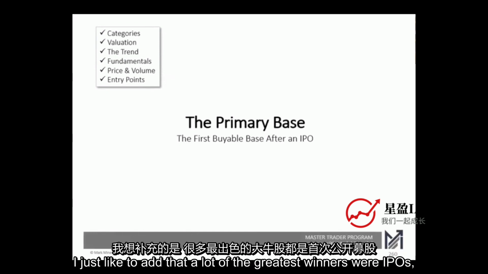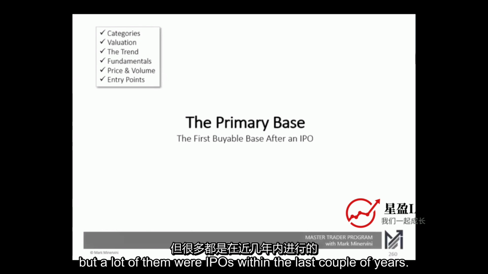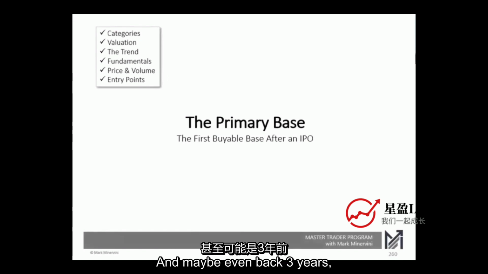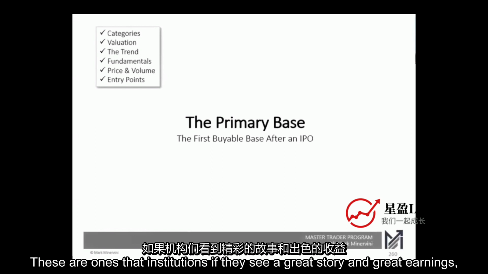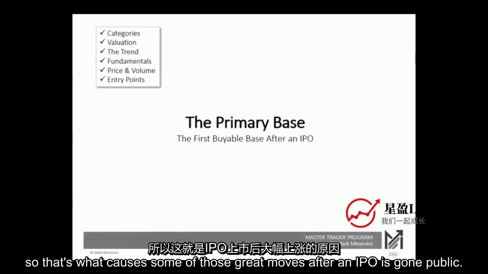Well, I'd just like to add that a lot of the greatest winners were IPOs. Maybe not all of them were brand new IPOs, but a lot of them were IPOs within the last couple of years, maybe even back 3 years. These are ones where, if institutions see a great story and great earnings, they're going to have to get aboard. And that's what causes some of those great moves.